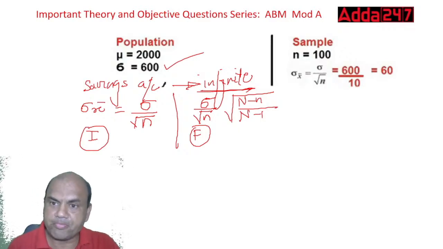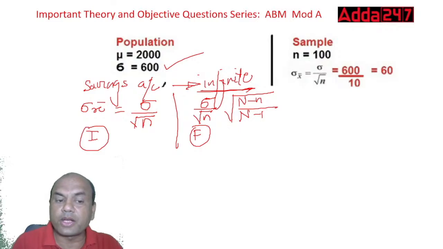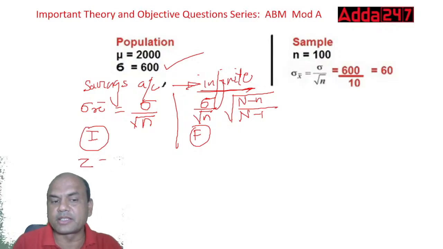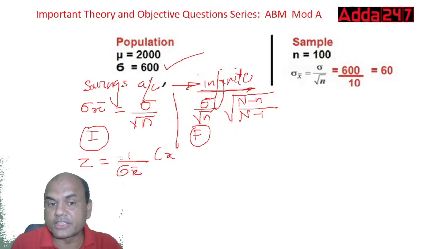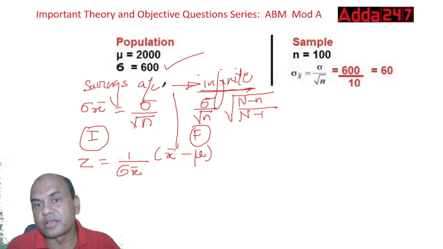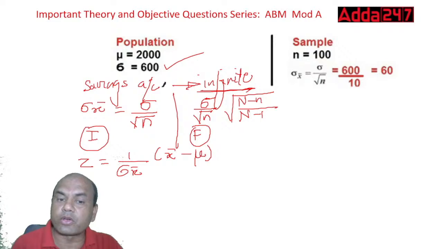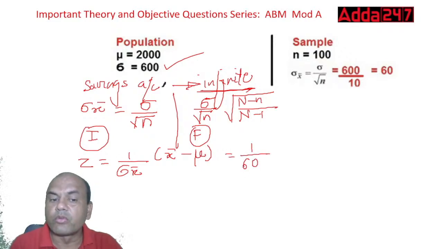Okay. Done. Now the next formula which we get is Z. How to find out the Z? See, the Z formula is like this. Z equals 1 upon psi x bar, this psi x bar means standard error, into x bar minus mu. Now what is psi x bar? It means what you have just got. So 1 upon 60 into, what is x bar?